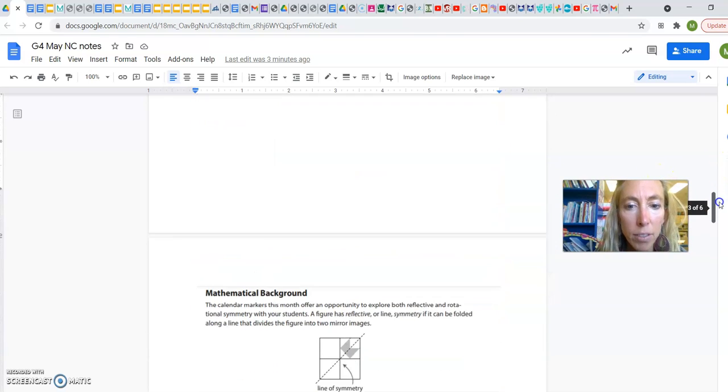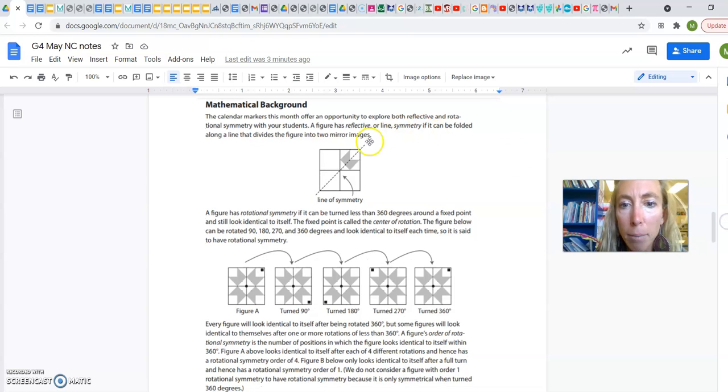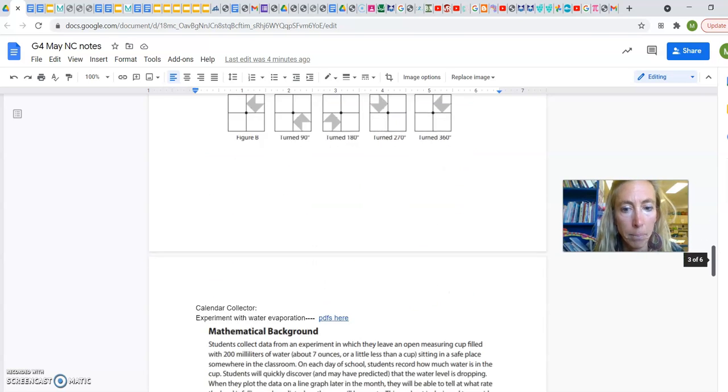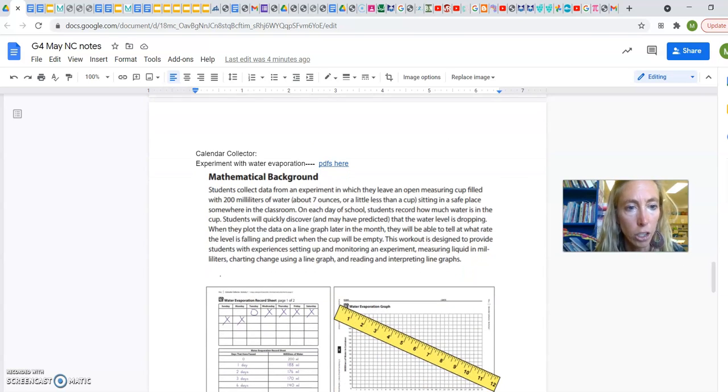There are two types of symmetry. The one we've been mainly talking about in class is line symmetry, which is otherwise called reflective symmetry. And then we have the other one, rotational symmetry. If we can rotate it 90 degrees and it lands on itself, that has 90-degree rotational symmetry. We don't have to get that specific, but if it can rotate and land on itself, then it has rotational symmetry. Okay, all right, going to Calendar Collector.